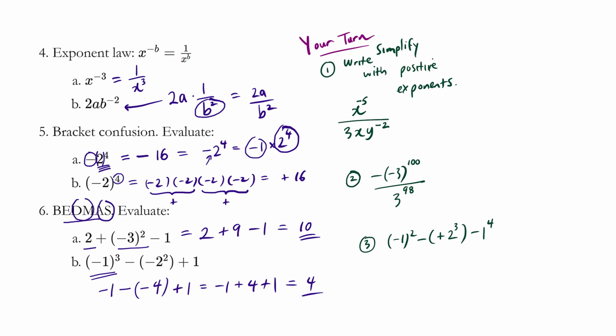Number 3, what is negative 1 squared minus bracket positive 2 to the exponent 3 bracket minus 1 to the 4? Good luck.